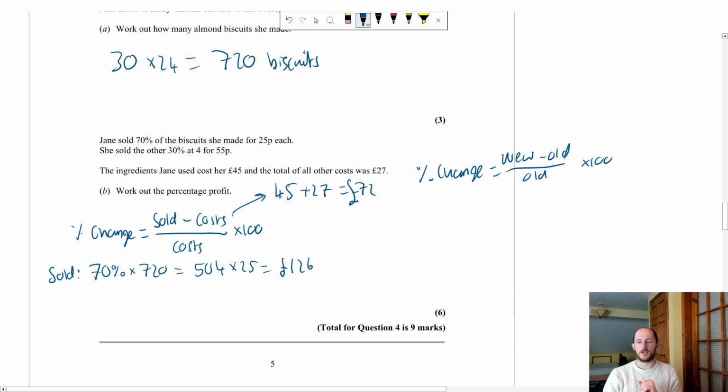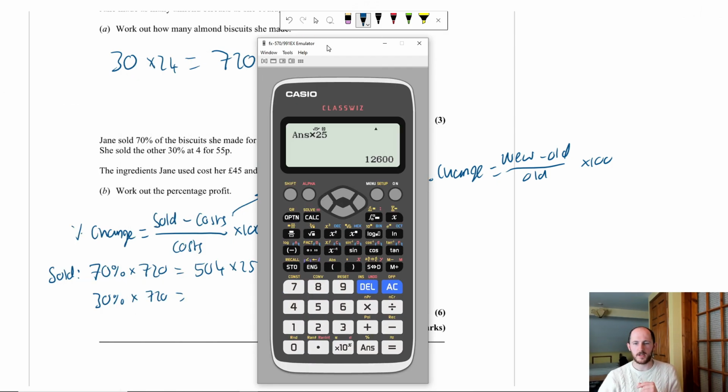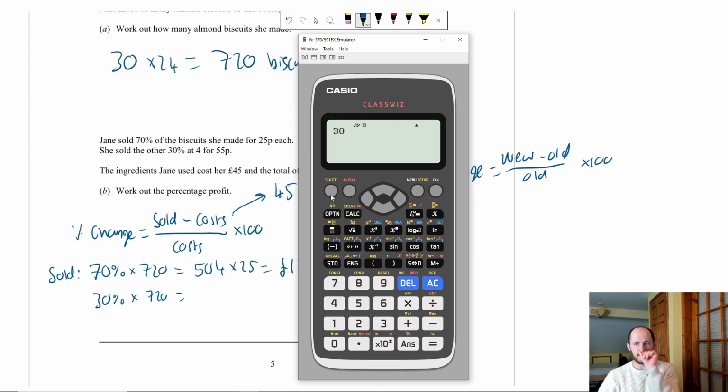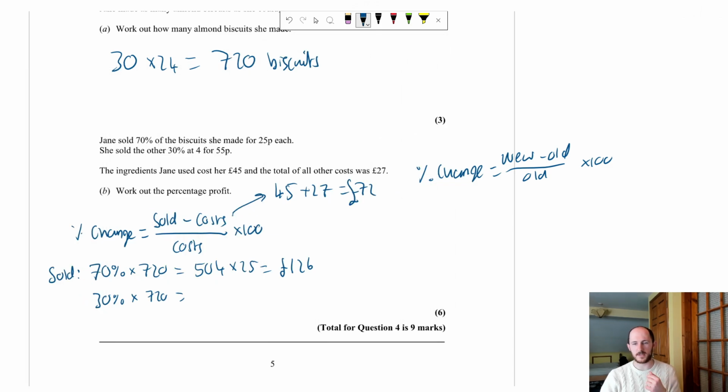But wait, she also did 30% times 720, and that was at a rate of 4 for 55p. So let's do it. 30%, again, that's the same as doing 0.3 times 720, which would give me 216. So she sold 216 biscuits, but she sold them at 4 for 55p.